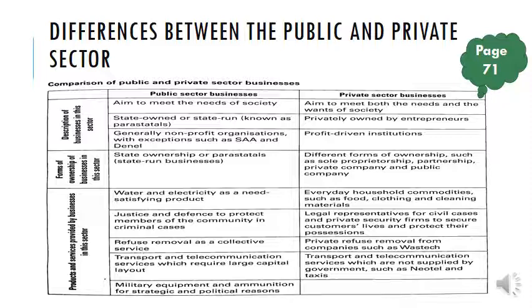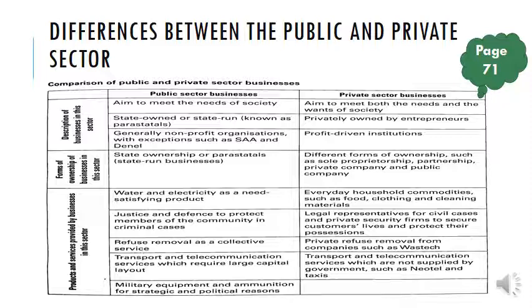The public sector is, for example, a public school such as Capricorn, and then the private sector will be a private school such as Northern Academy. The aim of the private sector is to meet both the needs and the wants of society. It is privately owned by entrepreneurs, and it is a profit-driven institution.